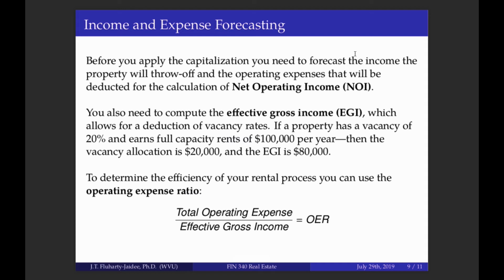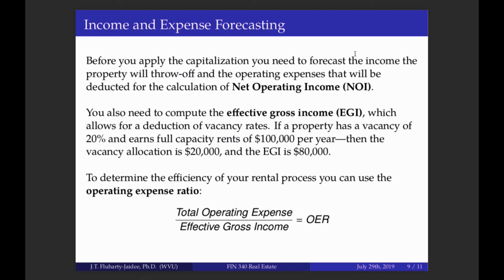First, to get the rents, you need to compute the effective gross income, EGI, which allows for the deduction of vacancy rates. So if a property is going to have full gross rents of $100,000 per year and the vacancy rate is 20%, then you will allow an allocation of $20,000 per year, assuming it will not be paid. That's the vacancy. And then the EGI comes to $80,000. So before vacancy, the gross rents are the full amount of $100,000. You allow for vacancy at $20,000, 20% of the $100,000. The effective amount of rents you can collect is $80,000 per year.